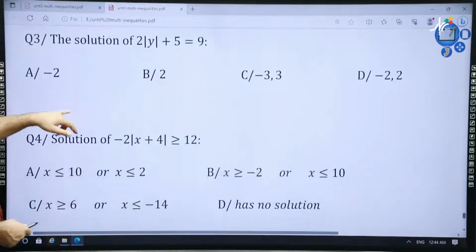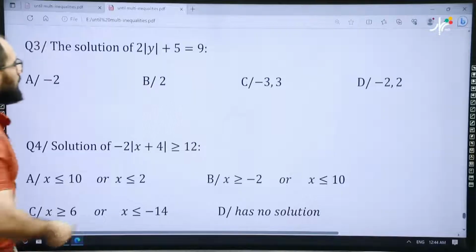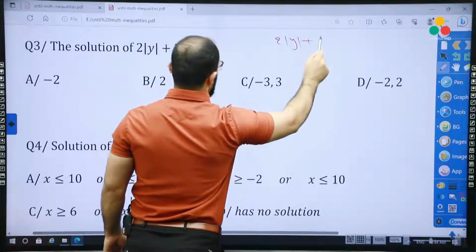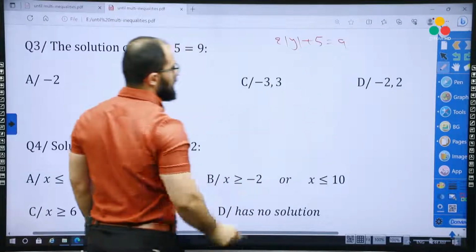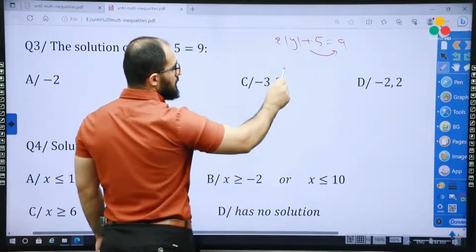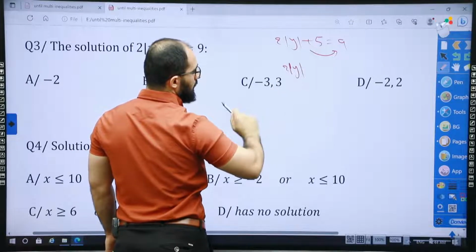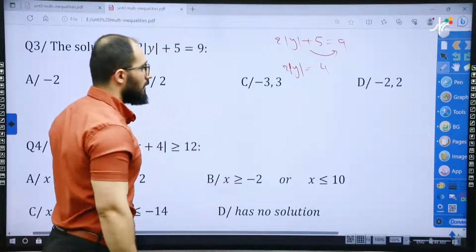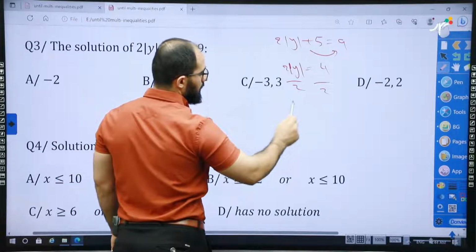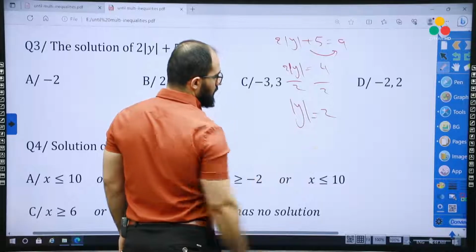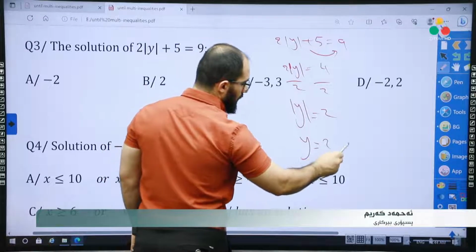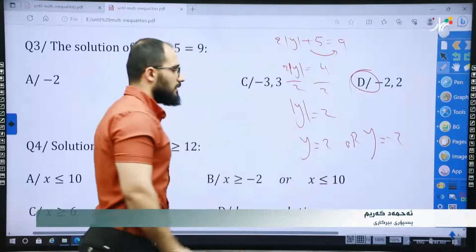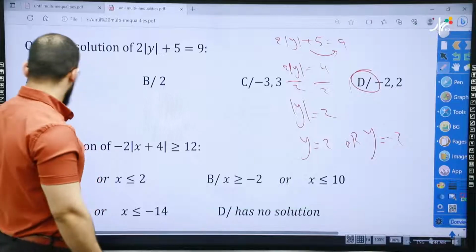Then question 3, we have 2 times the absolute value of y plus 5 is equal to 9. So move 5 to the other side. 2 times the absolute value of y, then 9 minus 5 is going to be 4. Then divide by 2, divide by 2, the absolute value of y is equal to 2, so y is equal to 2 or y is equal to negative 2. So the correct answer is D, 2 and negative 2.